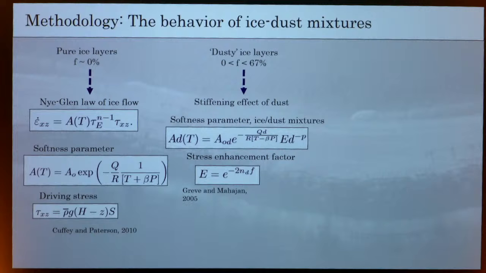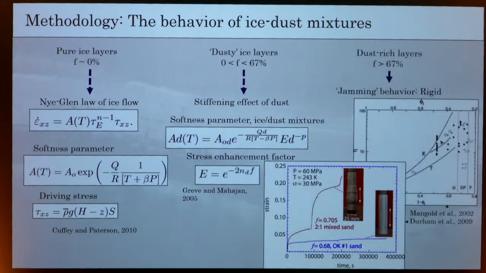Now we are starting to add dust, and things become a bit more complicated, as dust essentially will make ice grain crystals a bit bigger, which has a stiffening effect. So as we move upwards in dust content, we're going to have stiffer and stiffer layers, which require a bit more stress to start deforming. So the softness parameter now changes, and it has this stress enhancement factor, which depends on the dust content. The more dust, the stiffer. But that's true up to 67%.